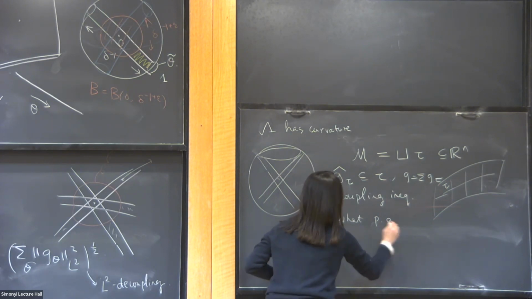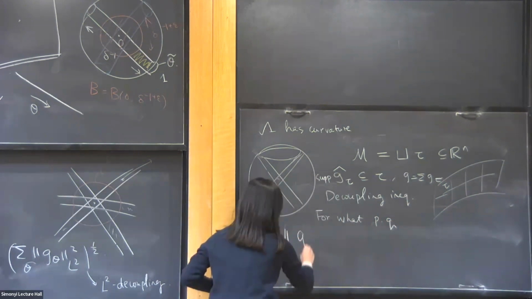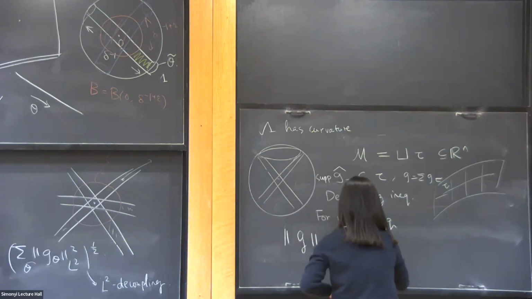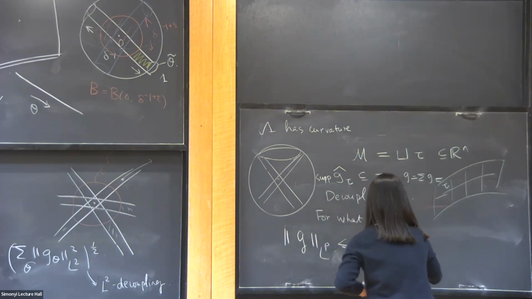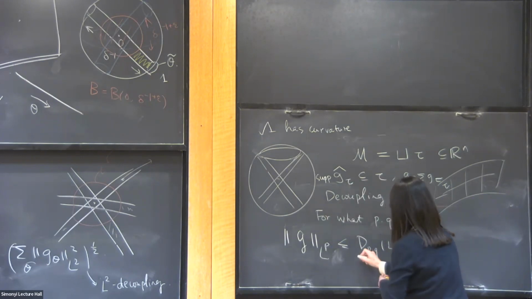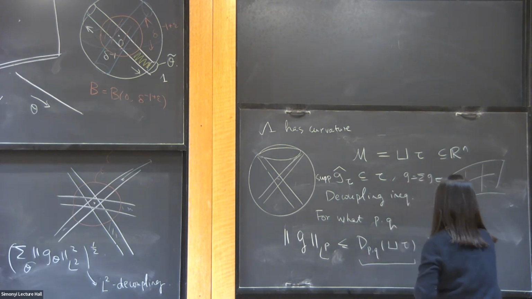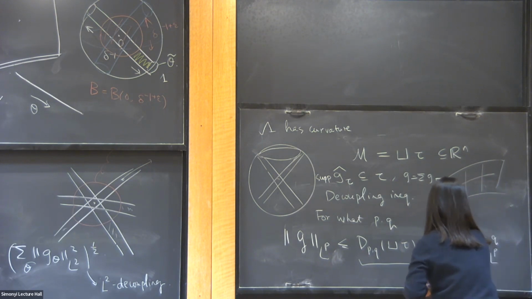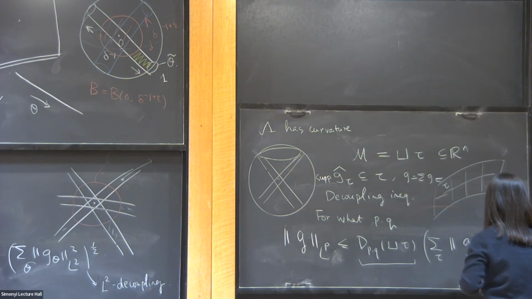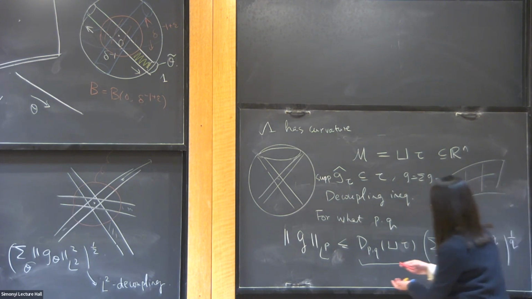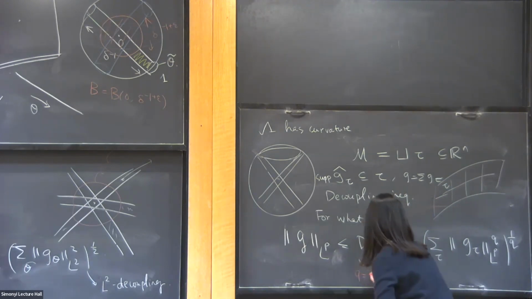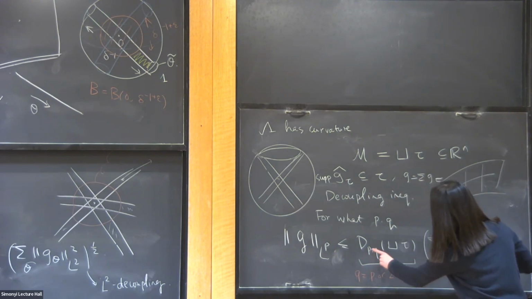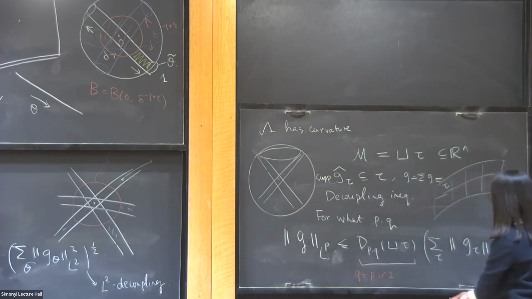P and Q such that the LP norm of g is bounded by, there might be some loss, we call this the decoupling constant, times the sum over g tau. So usually the Q will be P or 2. And we care about when this loss is very small.